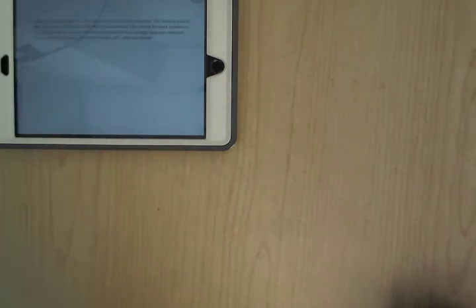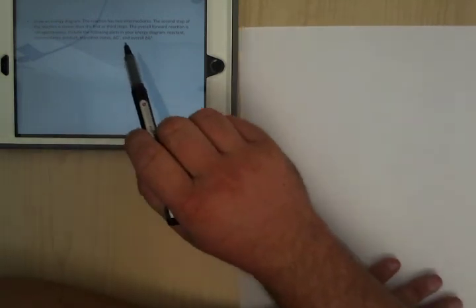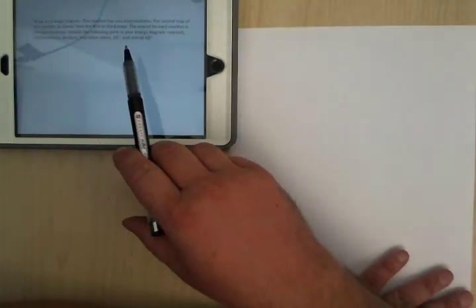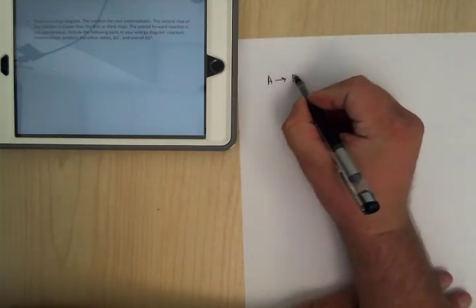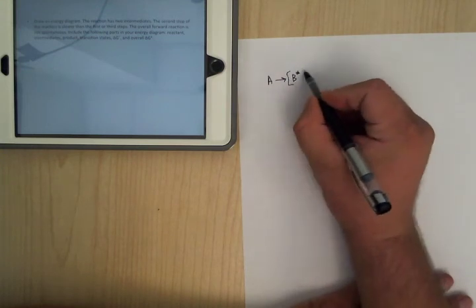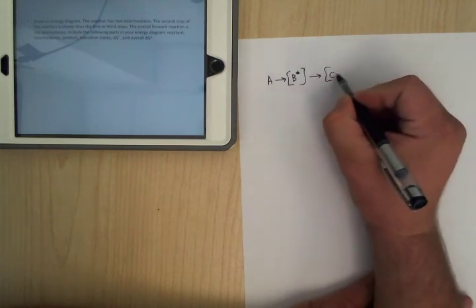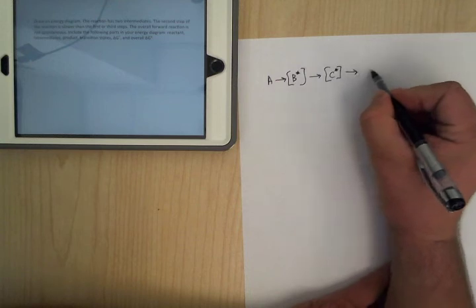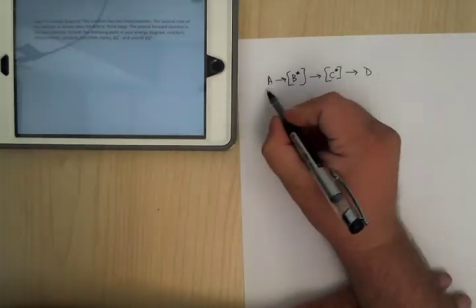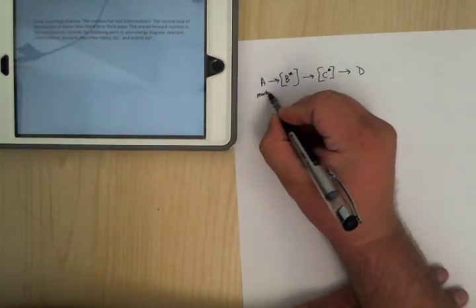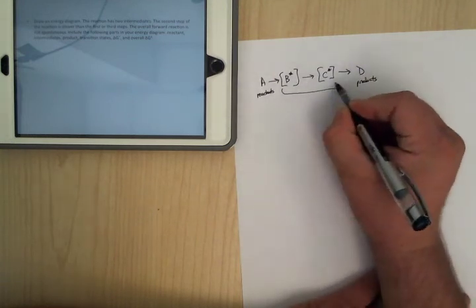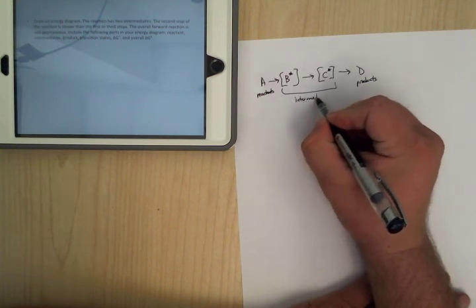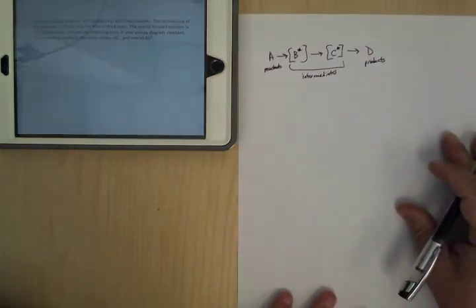Okay, energy diagrams. What do we know? It's going to be drawn a little bit more clearly than this. If we have two intermediates, we have A going to B, that's an intermediate, going to C, that's an intermediate, going to D. So this is the reactant, this is the product, and these are intermediates. What else do we know?